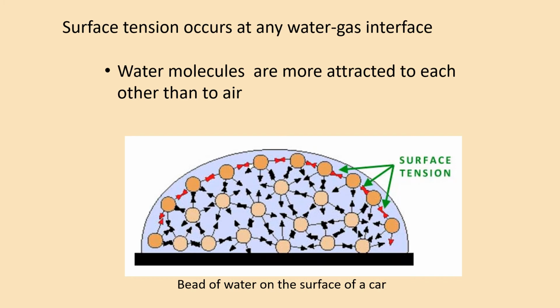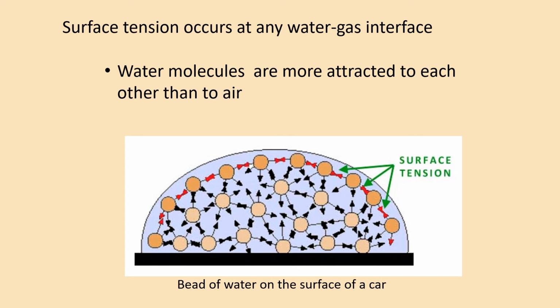And surface tension arises at any interface, anywhere where a liquid meets a gas, right? And on the surface of that car, there are water molecules and there are air molecules. And so that's where a liquid meets a gas. And it turns out, I hope you remember that water plays the magnet game. Water molecules attract each other.